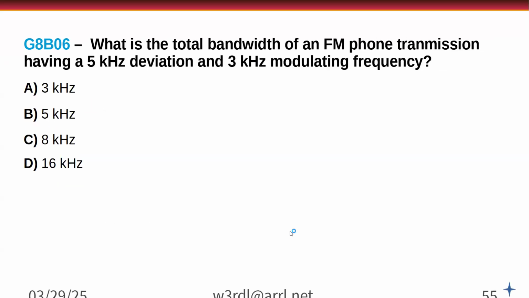What's the total bandwidth of an FM phone transmission having 5 kilohertz deviation and 3 kilohertz modulating frequency? Remember, 5 plus 3 times 2.